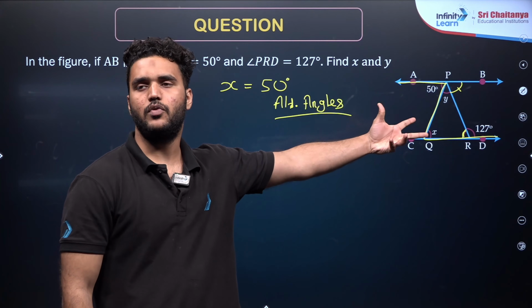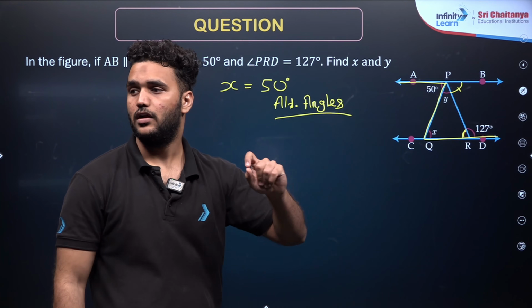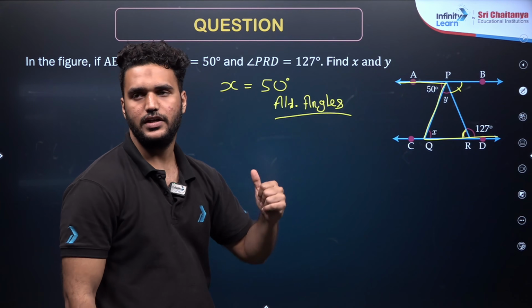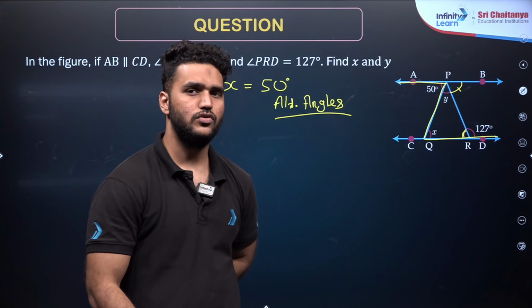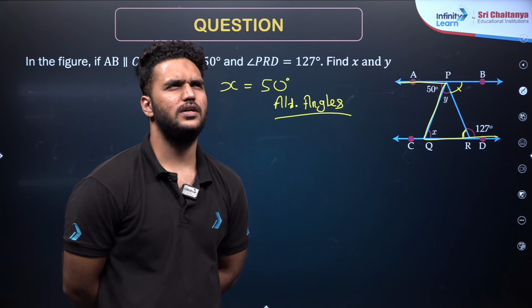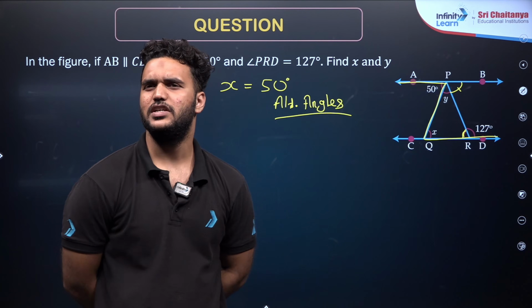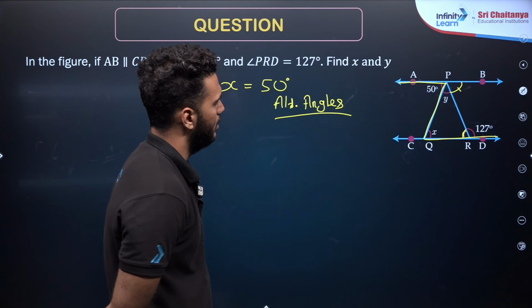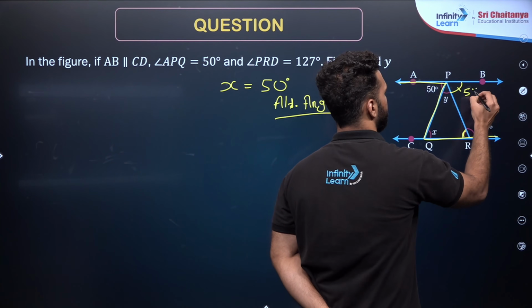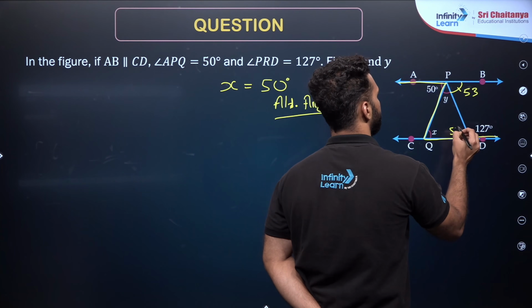127 plus something should be 180. Then what is that something? What should I add to 127 to make it 180? 53. Yeah, 53. This is 53, and because of linear pair, this is 53.